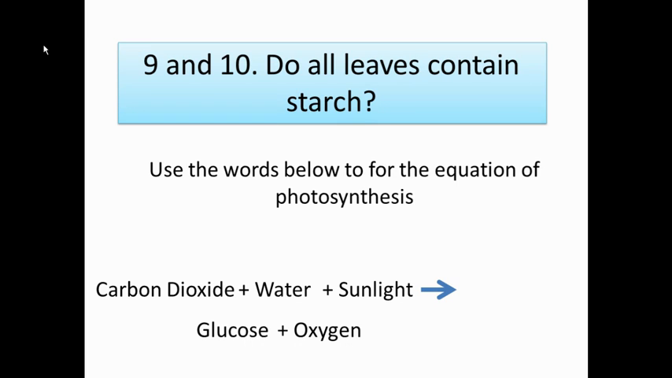Okay, let's see how we got on. So you should have had that the reactants, the things that react together, are carbon dioxide, water, and sunlight. So those are the things that the plant needs to carry out photosynthesis. And the products, the things that are made or produced during photosynthesis, are glucose and oxygen. Okay, so fantastic if you remembered that. Brilliant, well done.